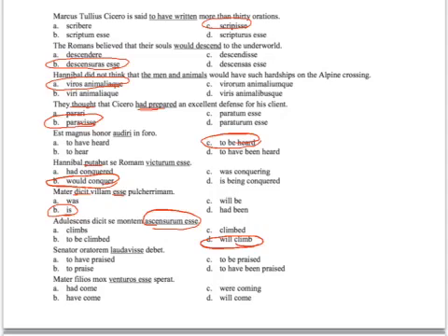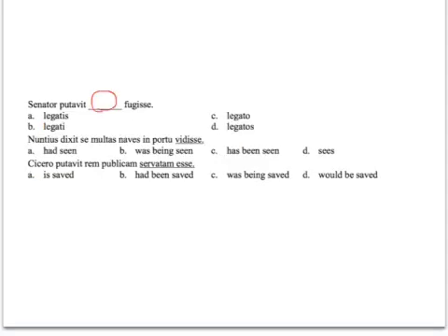So this is laudavisse, to have praised. This is a perfect active infinitive. That's the way it's translated. Urus is another future, and this would be will come. This is looking for the subject of an indirect statement. That would be the accusative, legatos.